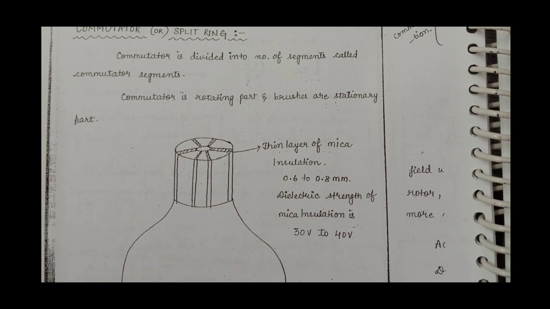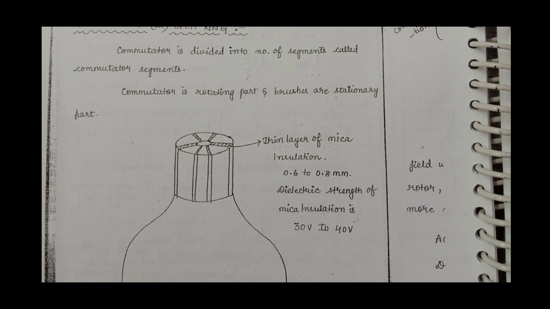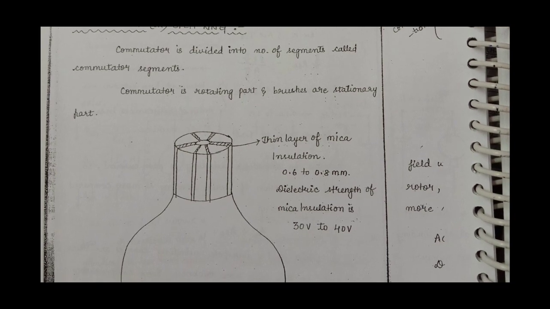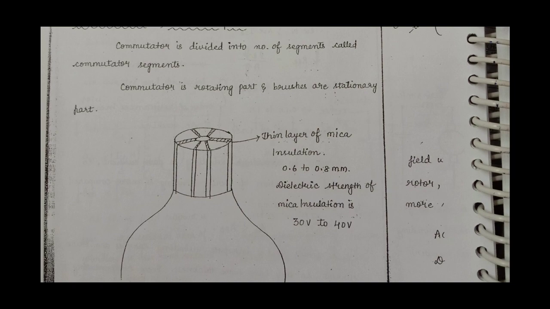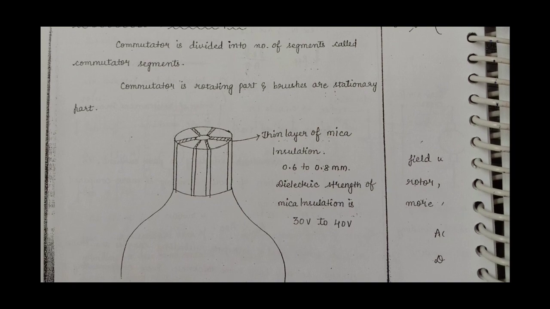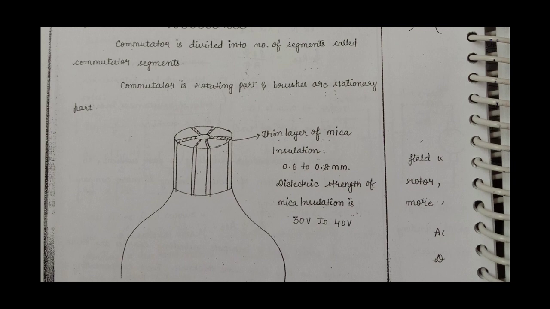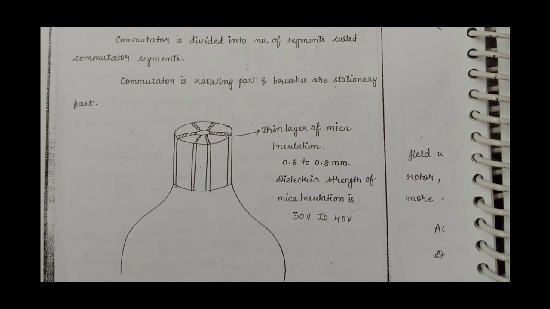Every segment is separated with a mica insulation. It is 0.6 to 0.8 mm thickness. The commutator is a rotating part and brushes are the stationary part in a DC machine. Very important that commutators are rotating but not brushes. Commutators are mounted on a shaft.